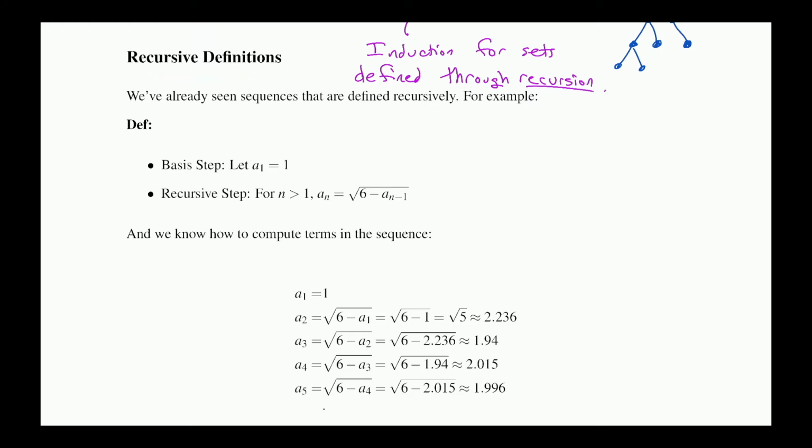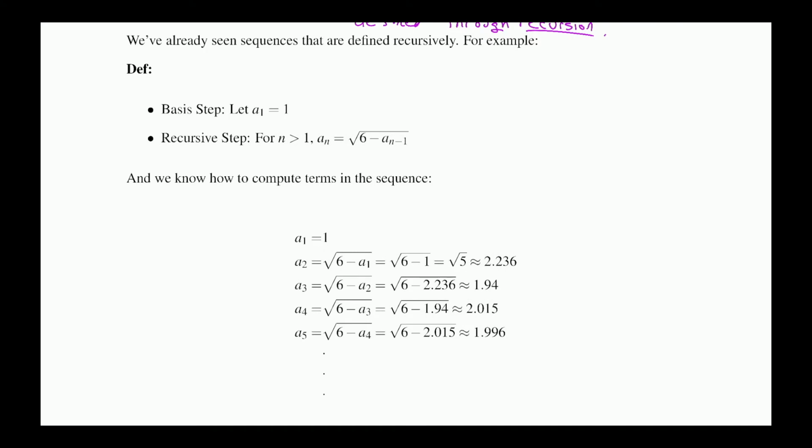Okay, and we should already know what recursion is. You probably have seen it in your other computer science classes. If not, we had recursively defined sequences in section 2.4. So this is what we had in section 2.4, for example. This is a recursively defined sequence. Fibonacci sequence is another recursively defined sequence.